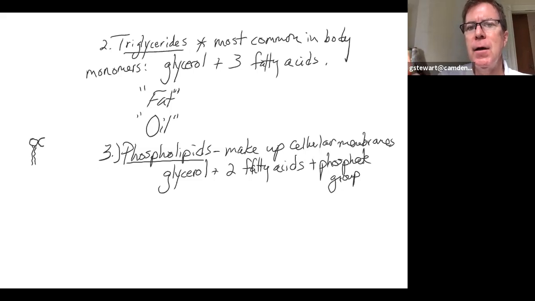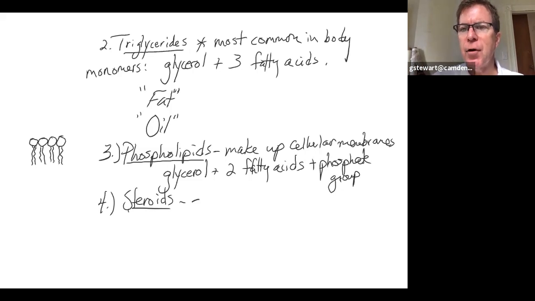So I'm drawing several phospholipids lined up next to each other right now. The phosphate is the round head, and those long chains are the 2 fatty acids, and they're just attached by that glycerol. All right, let's quickly go on to number 4, steroids.